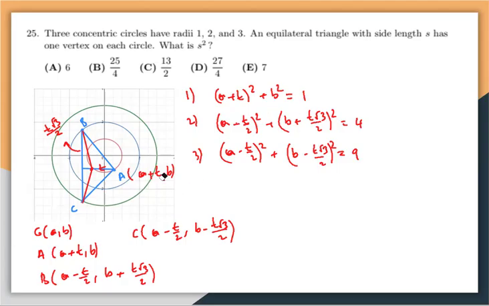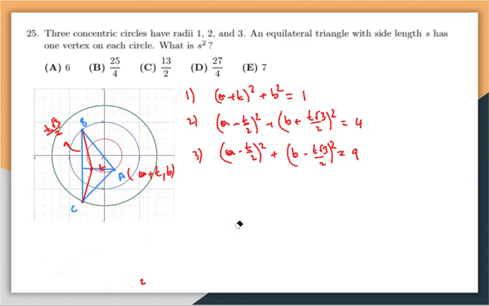So I hope that was clear. If this is clear, the rest is a bit easier. The rest is just algebraic work. So let's clean these up first. I'm going to try to solve the system because we have three equations and three unknowns, so we should be able to solve this.